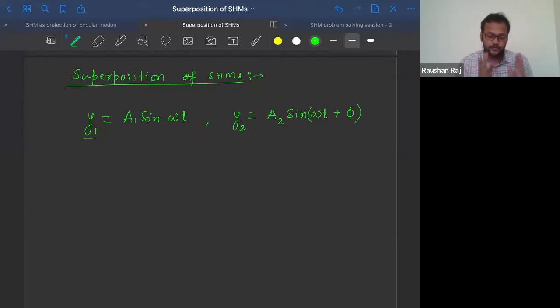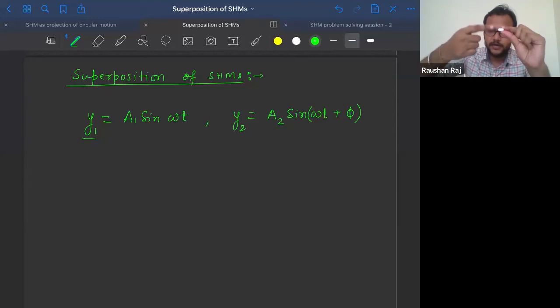Now there are two simple harmonic motions that have been given to a single particle. What will happen to the resultant motion? Let's say this is the particle I'm talking about. If one oscillator came and tried to vibrate it in this direction with some amplitude a1, and now there is one more oscillator which is coming here and trying to oscillate the same particle in this upward direction, like this.